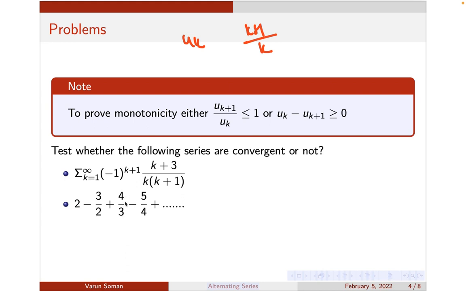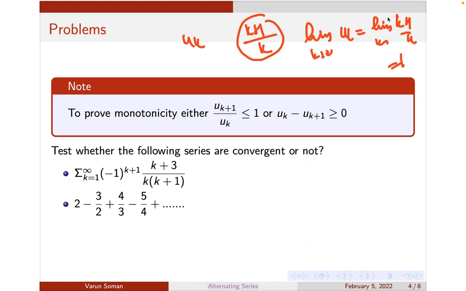For the third term I have 4 in the numerator, so it is k plus 1, and 3 in the denominator, so k. So your uk is actually k plus 1 by k. Don't write the sign here, we have just taken uk only. This is your kth term. Now what is the limit as k tends to infinity of uk? It is the limit of k plus 1 by k, which is 1. If you take k outside, you get k into 1 plus 1 by k, so it is simply 1. That means the limit of uk is not equal to 0, therefore this series is divergent.